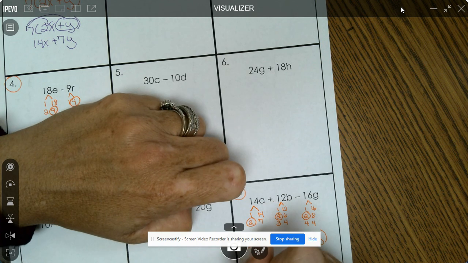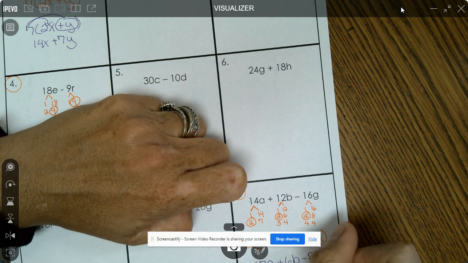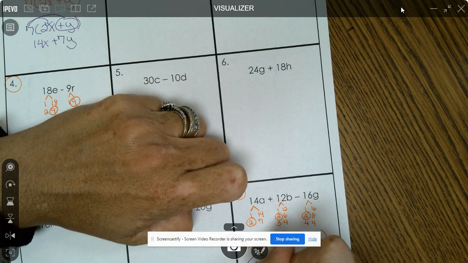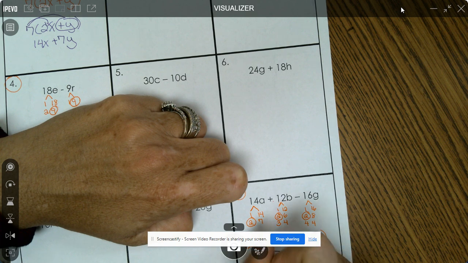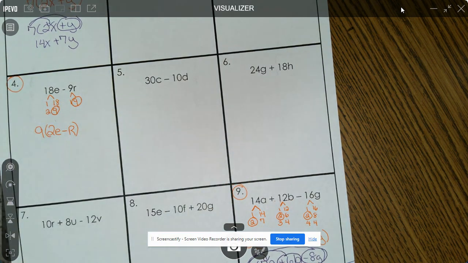All right. I don't know if I trust you guys today, so I'm going to go back and double check my work. 2 times 7a is 14a. 2 times positive 6b is positive 12b. 2 times negative 8g is negative 16g. So you guys are right. Boom.